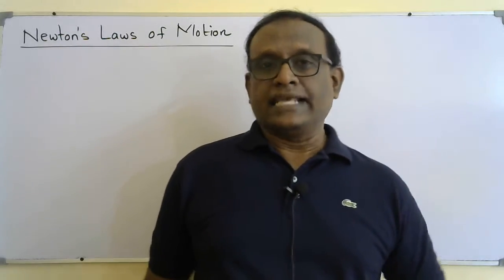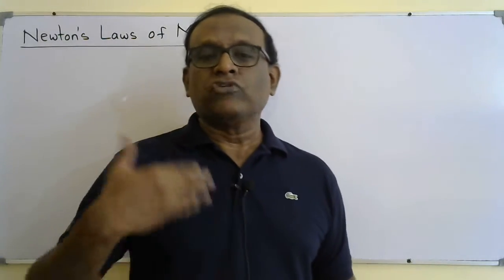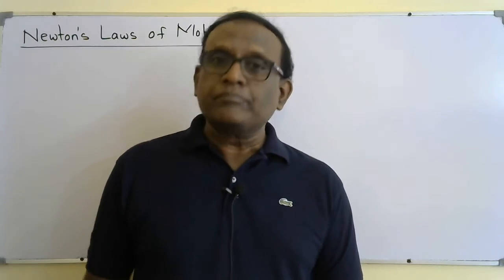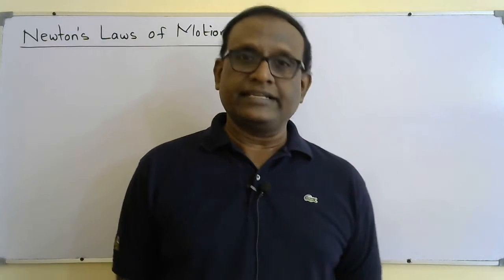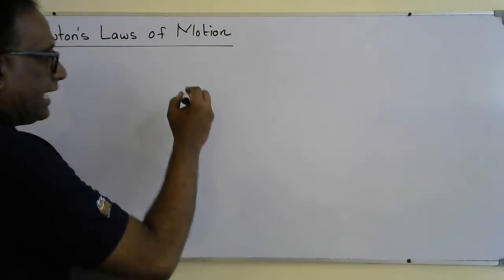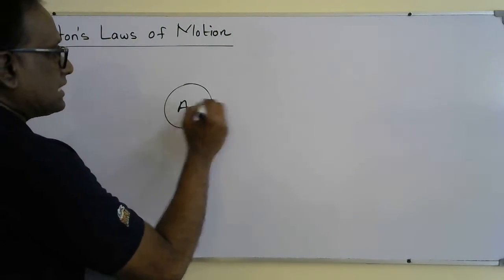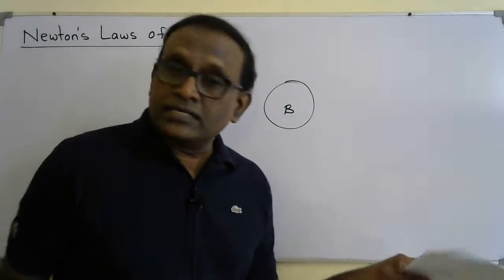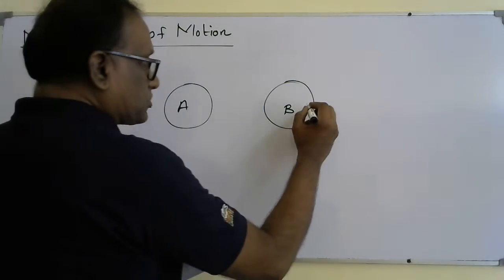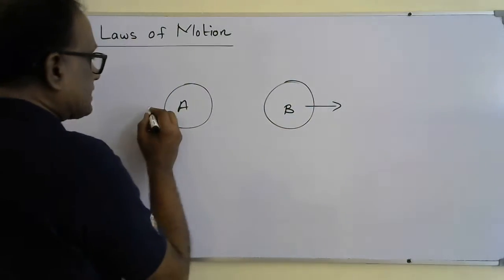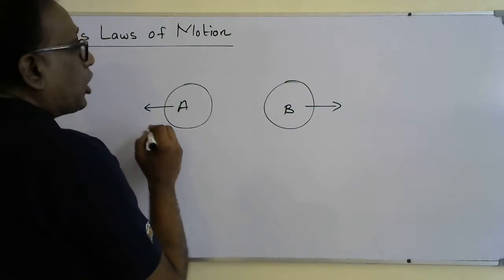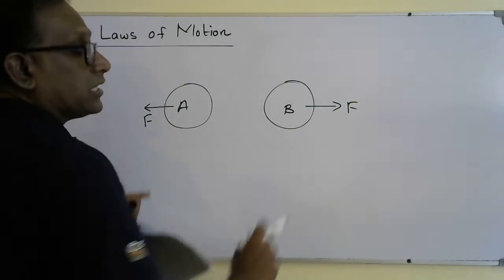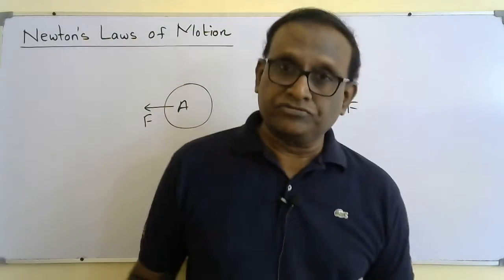Third law, what does it say? When object A exerts a force on object B, object B will also exert a force of the same magnitude on A in the opposite direction. They might have different masses, whatever it is. So these two forces are called Newton's third law pair of forces.